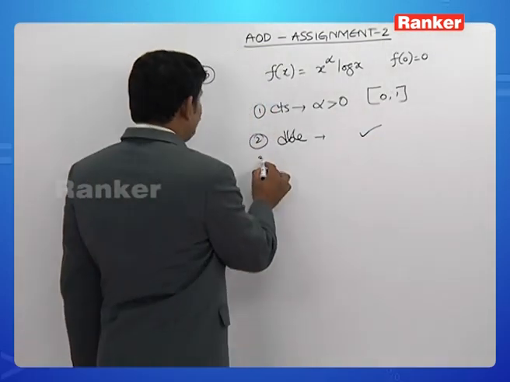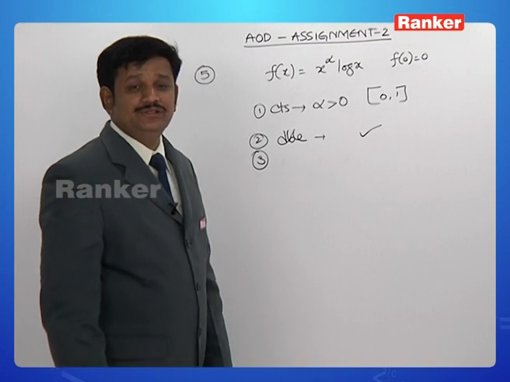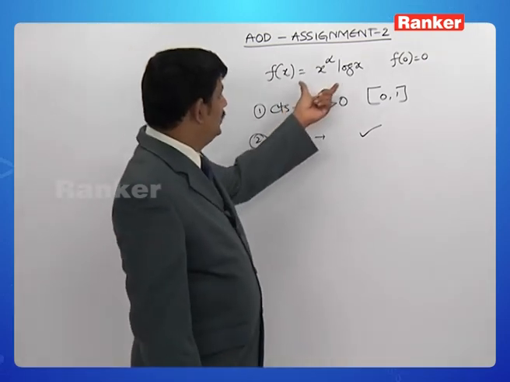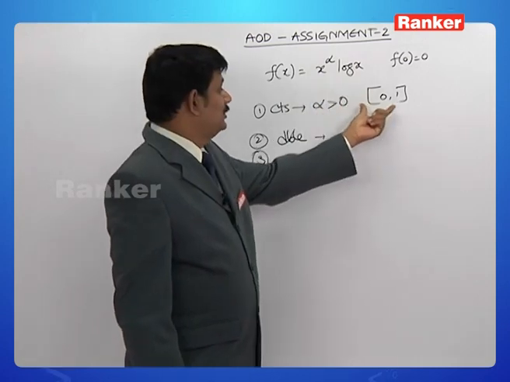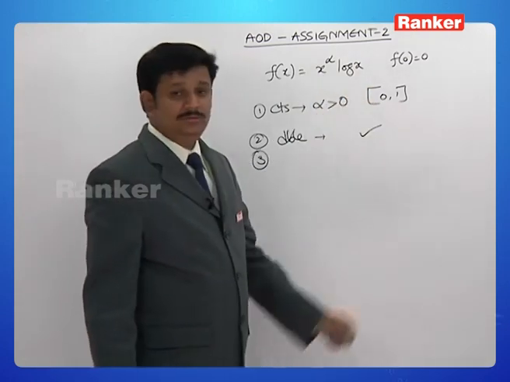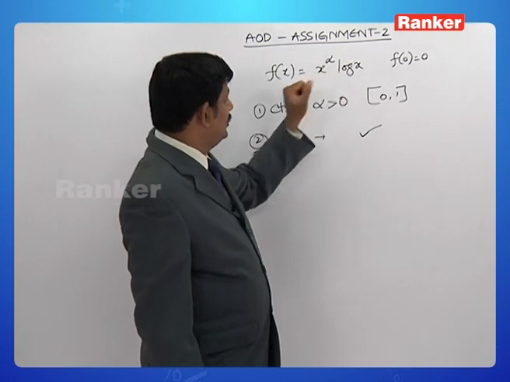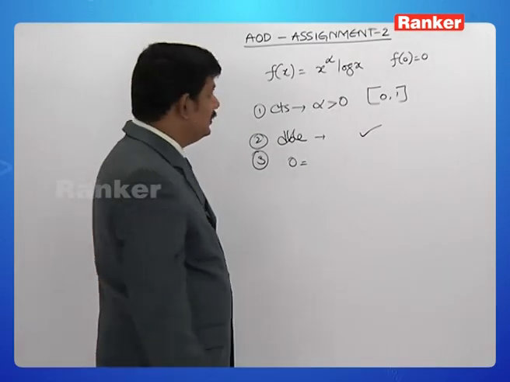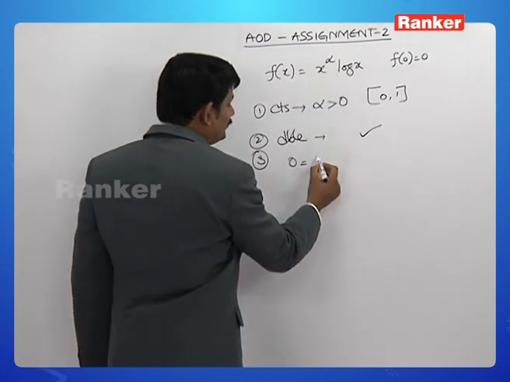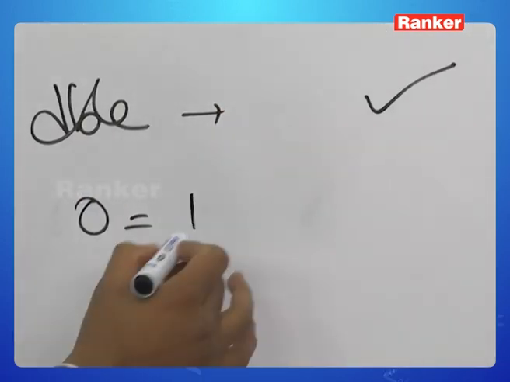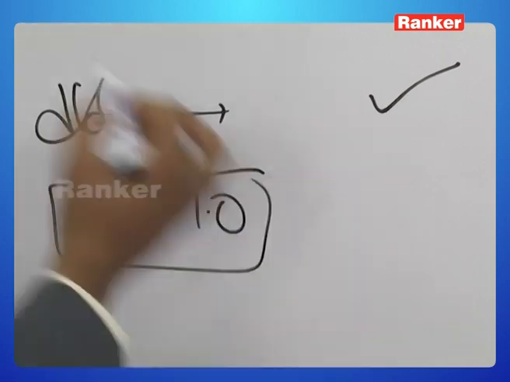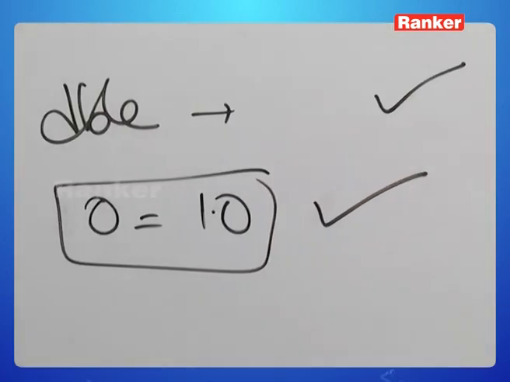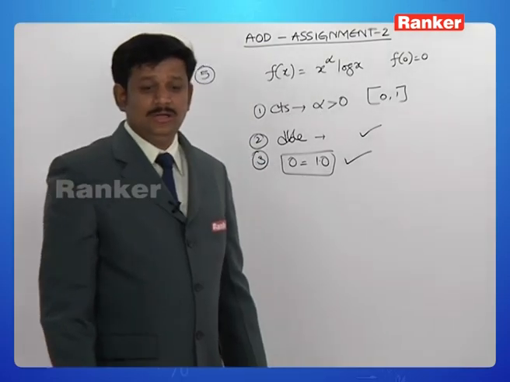And the third condition for Rolle's theorem is f of a should be equal to f of b. For the function to be applicable for Rolle's theorem in a to b, f of 0 here should be equal to f of 1. F of 0 is given as 0, and f of 1, what is it? 1 power alpha is 1 into log 1 is 0. So the third condition is also automatically true, f of a is equal to f of b.